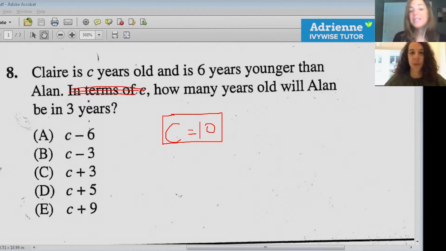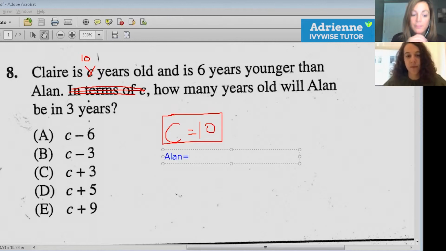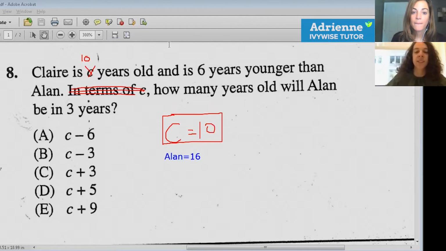Okay. Awesome. Good. So now that we know our Claire has a real age, who else's age are we going to know? Alan's. Yes. And so if Claire is 10, how old is our Alan here? 16. Perfect. Yes, good, because she is 6 years younger than he is. Good. And so now, Taylor, what's the question asking for here? How old he'll be in 3 years. Perfect. And so how old will our Alan be in 3 years? He'll be 19. Perfect. And that is going to be our target.